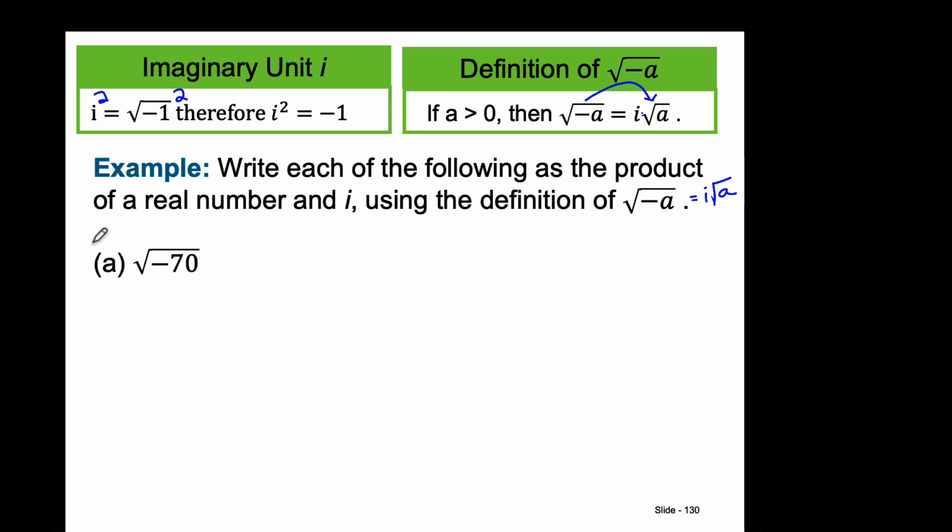All right, first one, radical -70. So we are being asked to write this value right here as the product of a real number and i. So this right here would become separating out the -1 from the positive 70, resulting in i, which we write out front, and radical 70. This is the real number, and this is i, and this is a product. So we've done exactly what they asked. Write each of the following as the product of a real number and i.